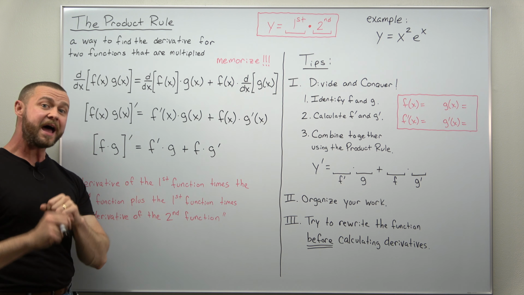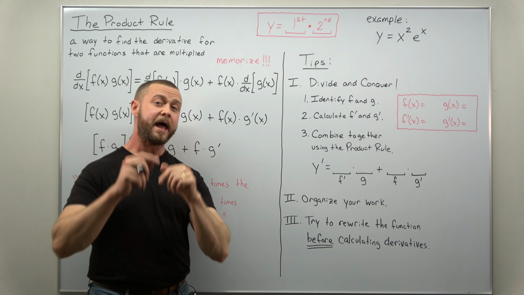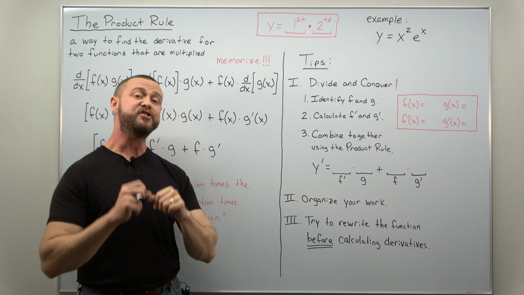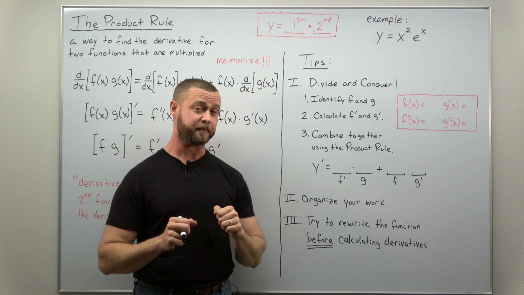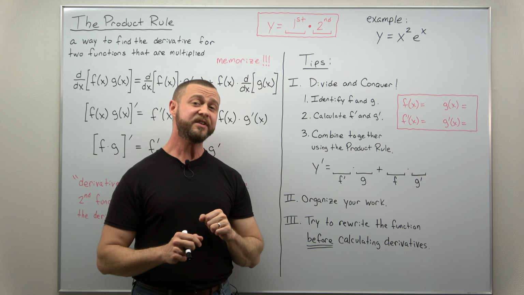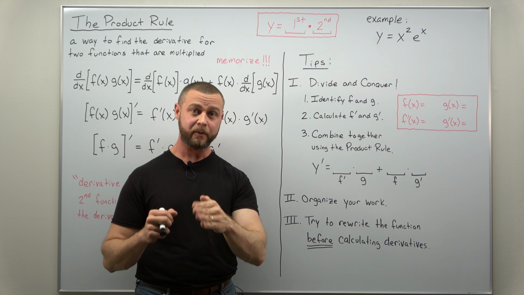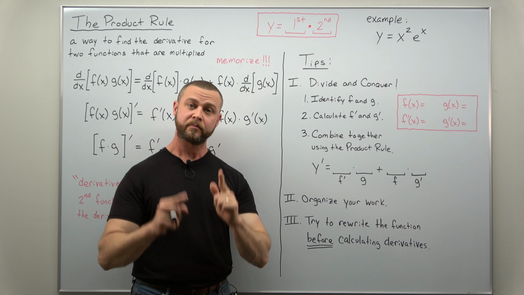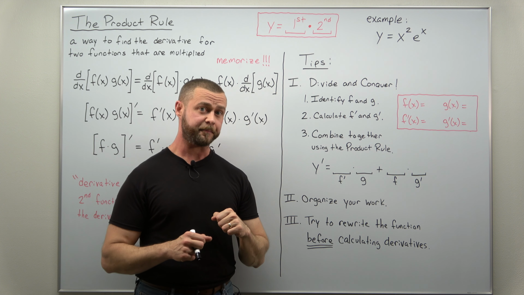All right, now with that out of the way, let's go ahead and get to some tips on how to apply the product rule. And the first one is a general problem-solving strategy that I call divide and conquer. And what this is we take a complicated problem and then divide it or split it into several simpler problems. And if you can solve those simpler problems, you can solve the harder problem.